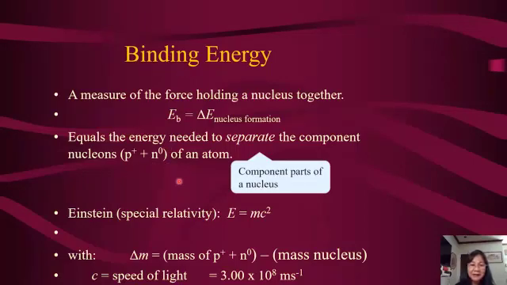Where does that binding energy come from? Let's consider Einstein's special relativity equation, E is equal to mc squared. The binding energy is equal to the change in energy during nucleus formation, so it is equal to delta M, the mass defect, multiplied by the square of the speed of light. This is how the binding energy is calculated. C is the speed of light, and it has a value equal to 3 times 10 to the 8 meters per second.